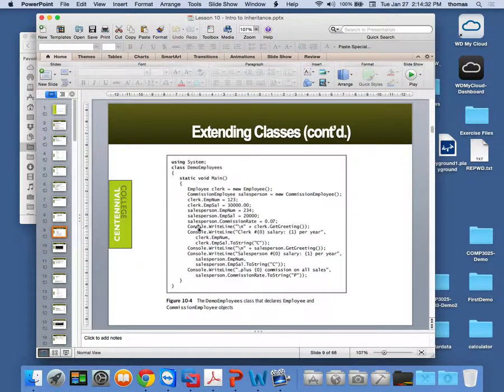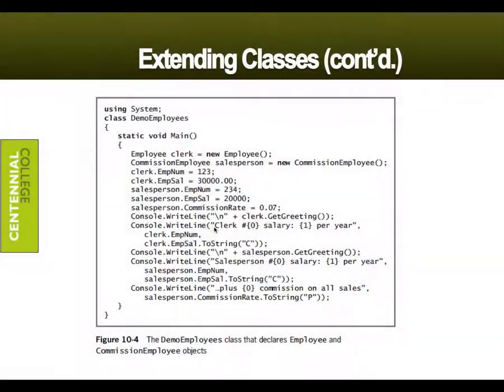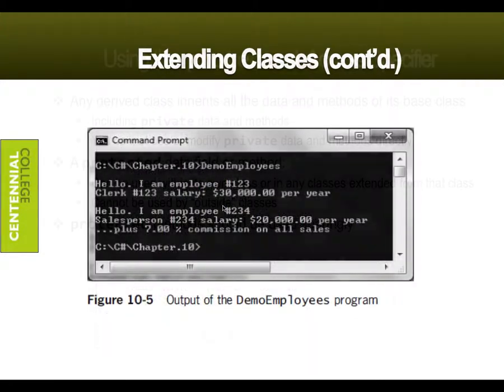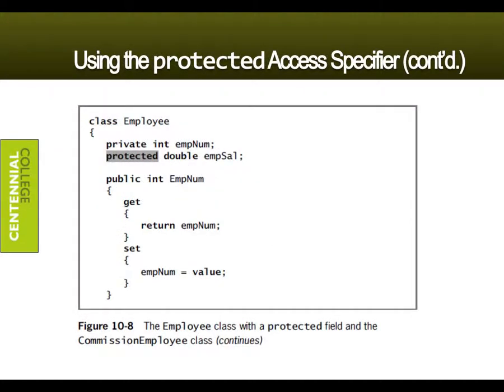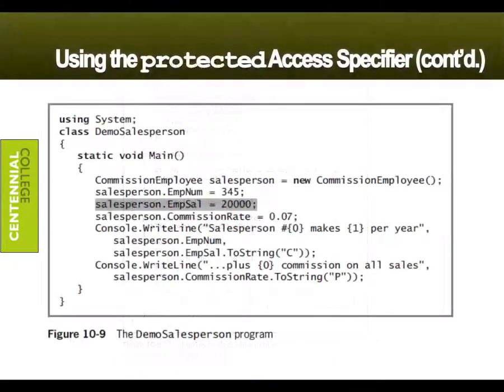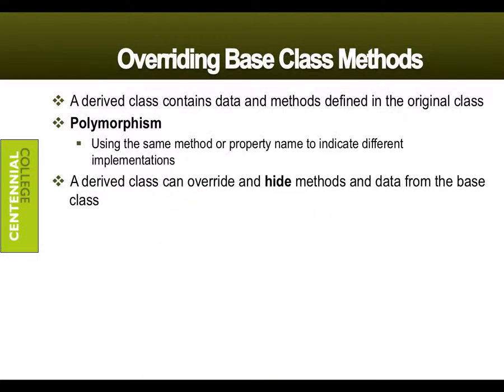So I've extended my class, which is all cool. And here's my demo employees. I've got my new employee here and my new commission employee. This is all good, and it's a specialized version of my employee class. Now they're talking about access specifiers here, but what I need to do, and in this particular case, this is why they haven't shown you a constructor. I'm going to jump back to protected in a second.